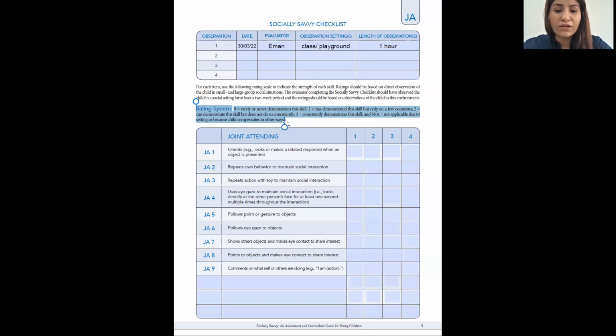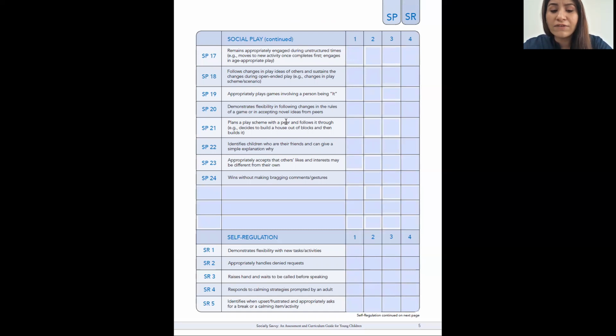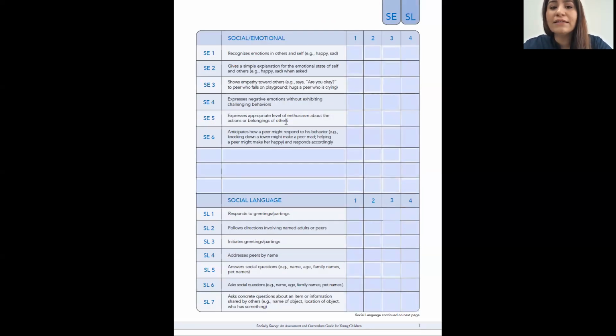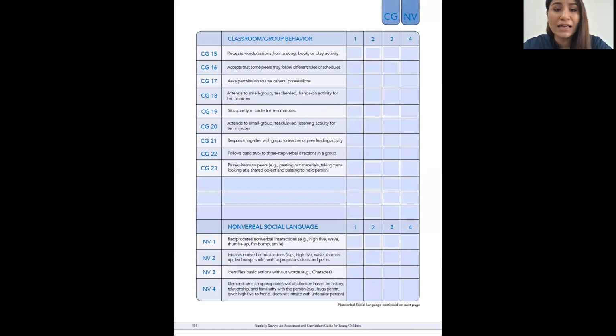So we have here joint attending, the first set of the group. The second one is social play. Third one is self-regulation. And for those who attended the overview, they are aware of what these mean. Social, emotional, social language, and we have as well the classroom group dynamic and non-verbal social language. These are the areas that we are looking for.